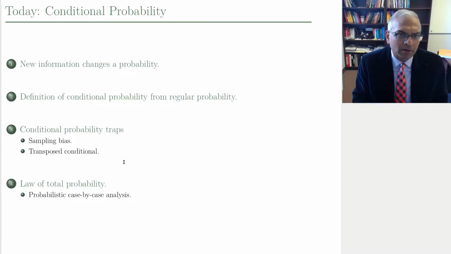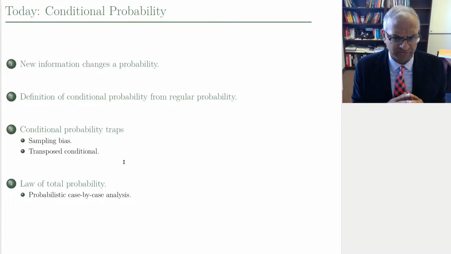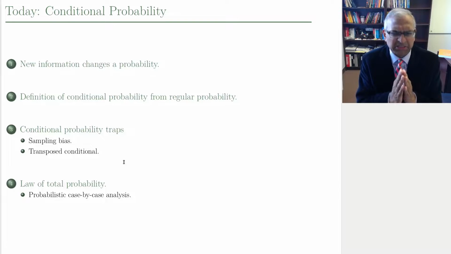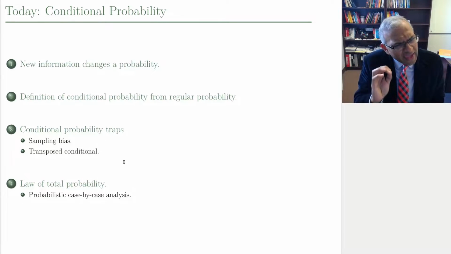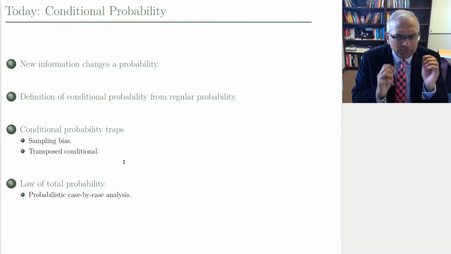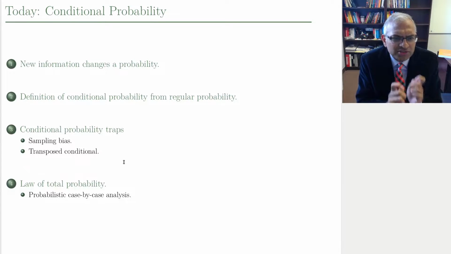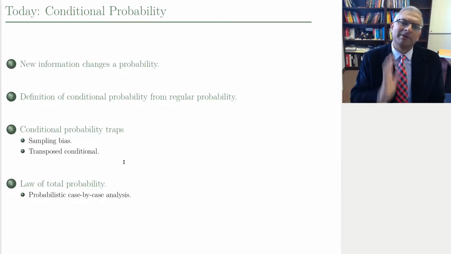Today, we're going to talk about conditional probability. Now, if you thought probability was very subtle, conditional probability is an order of magnitude more subtle. It's very subtle. And, as we will see when we talk about conditional probability traps, if you don't compute the right conditional probability, you can get very messed up conclusions. But what's the basic idea here?